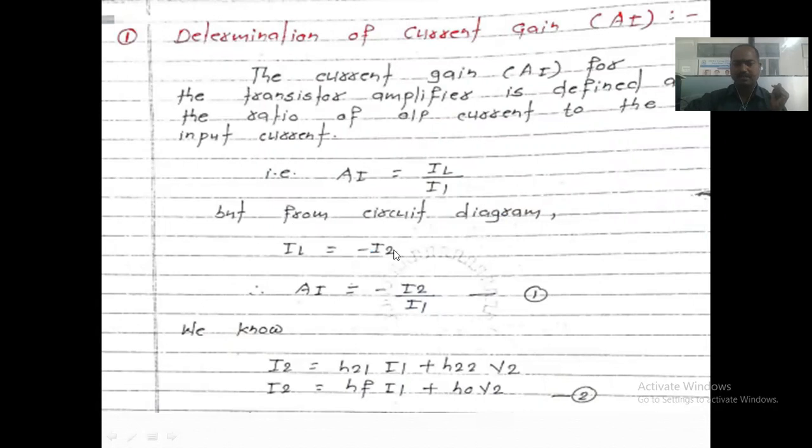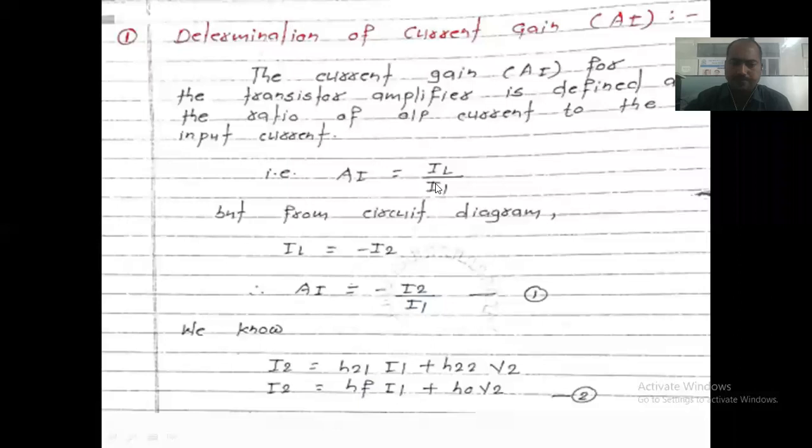हे कसं आलं हे लक्षात येतंय का? मी तुम्हाला आता सांगितलंय. प्लीज सांगा मला. IL equal to minus I2 का आहे हे लक्षात आलंय का? प्लीज नाही लक्षात आलं ना?